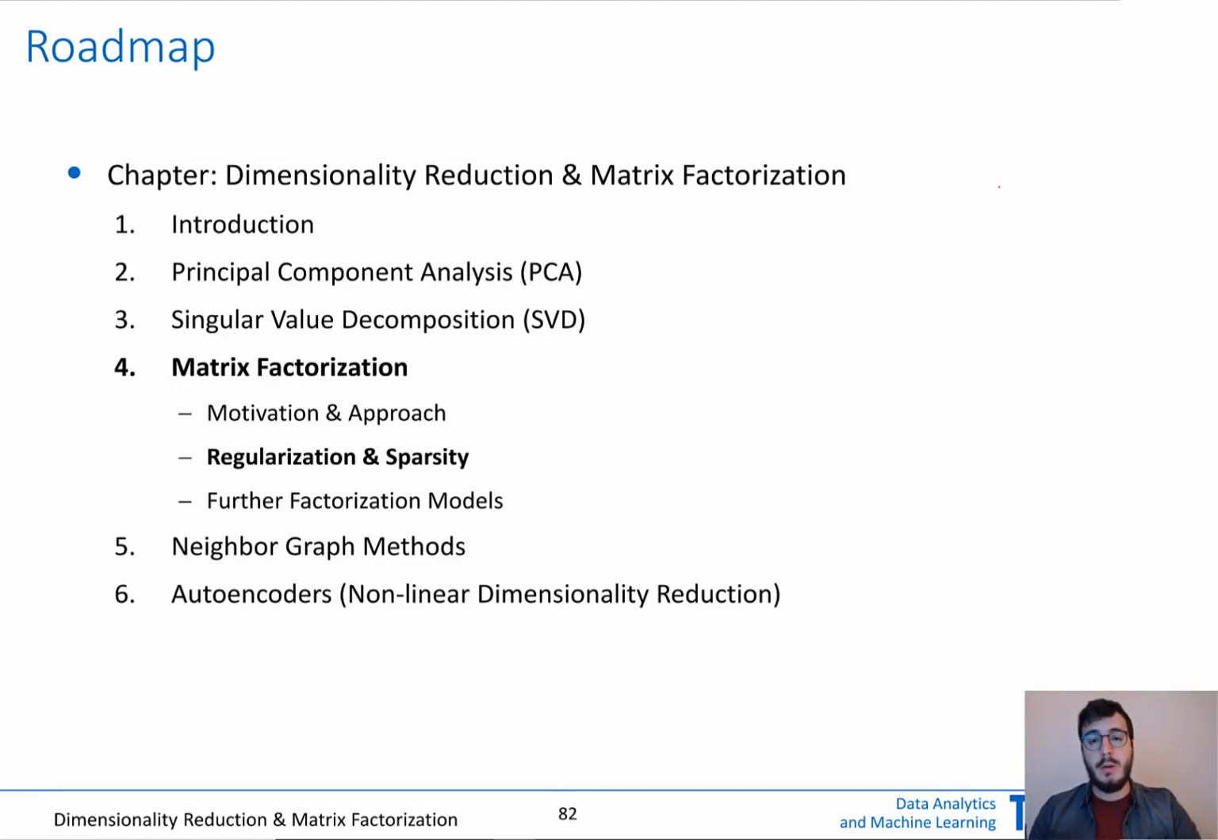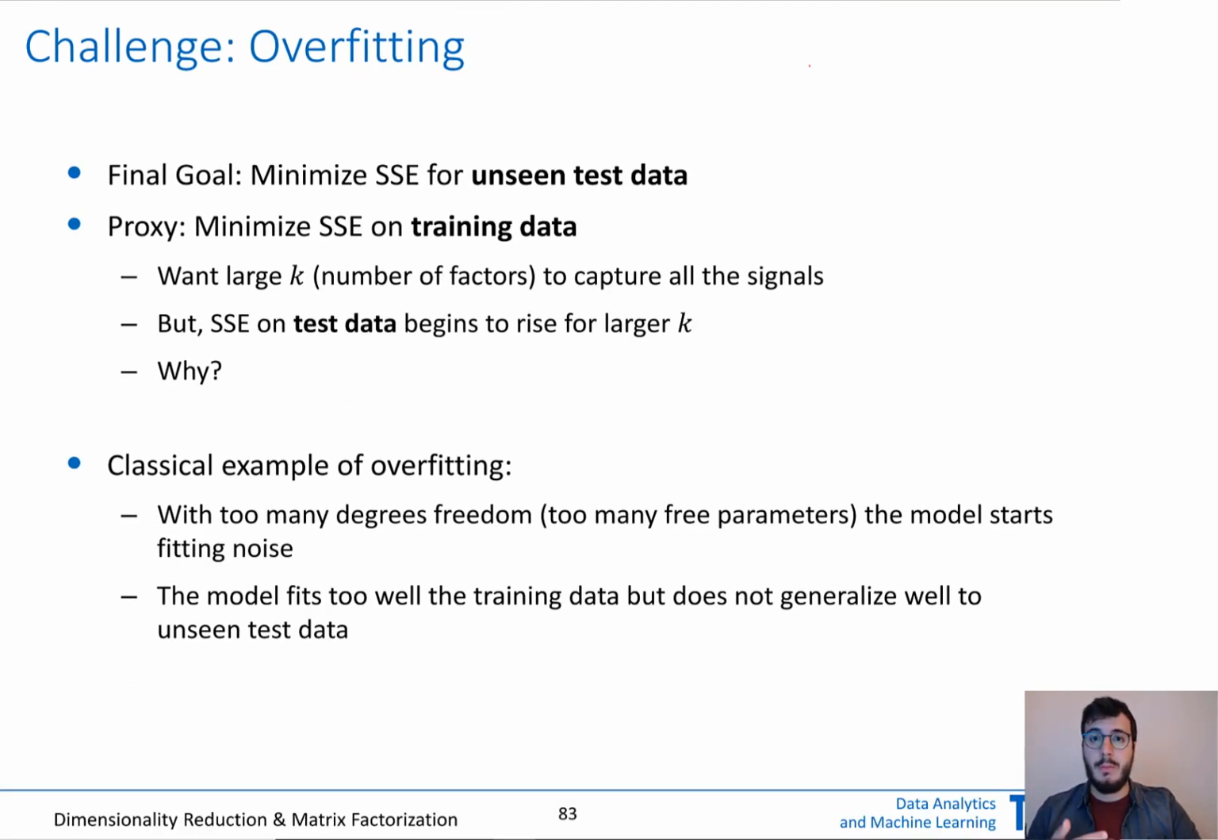Next, I want to discuss two important aspects of matrix factorization: how to deal with overfitting and how to induce sparsity in the learned latent factors. Remember, what we're trying to do is get good recommendations, which means we want to achieve low test error on unseen test data. But because we don't have access to unseen test data, we instead minimize the error on the training data. In the matrix factorization model, one of the key hyperparameters is the number of latent factors k, or in other words, the dimension of the q_u and p_i vectors. And you can probably already imagine what's going to happen as we change this number.